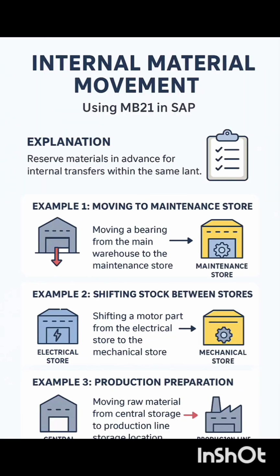Another use of MB21 is internal material movement. It reserves materials in advance for internal transfers within the same plant. Let's take 3 examples. Number 1, moving to maintenance store, moving a bearing from the main warehouse to the maintenance store. Similarly, shifting stock between stores, a motor part from the electrical store to the mechanical store is being shifted. Similarly, for production preparation, moving raw material from central store to production line.